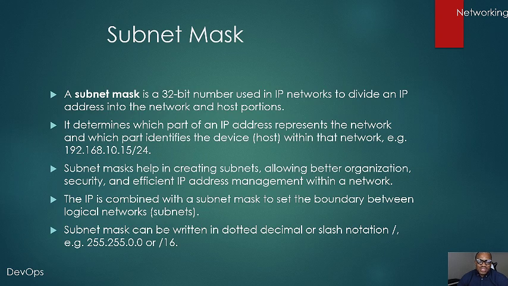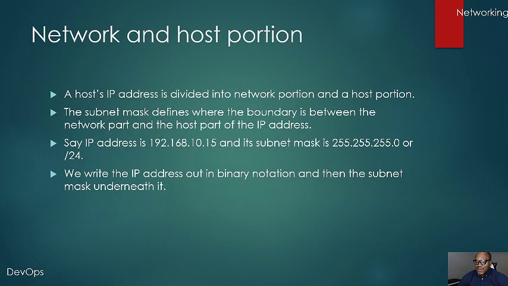So the way the host knows if the destination is on a subnet or not is by comparing the IP address of the destination to its own IP address and the subnet mask. So if the destination is on a different subnet, it will send it through the local router, which is the default gateway. The network and host portion of an IP address can be easily identified using the subnet mask. So the IP address is divided into a network portion and a host portion, and the subnet mask defines where the boundary is between the network part and the host part of the IP address.